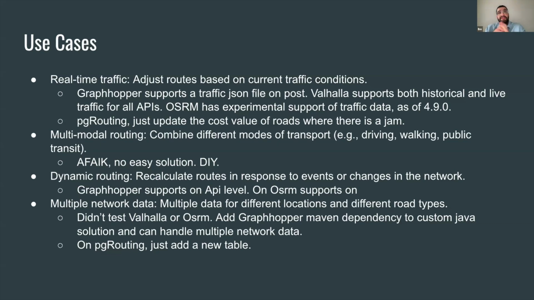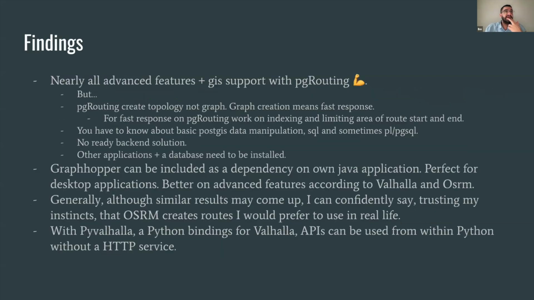And also multiple network data. I didn't test with Valhalla or OSRM, but on GraphHopper, just add your Maven dependency to your custom Java solution and you can handle multiple networks. That's perfect. And also on the pgRouting side, just add a new table. That's much easier. And nearly all advanced features are supported, plus JS support.